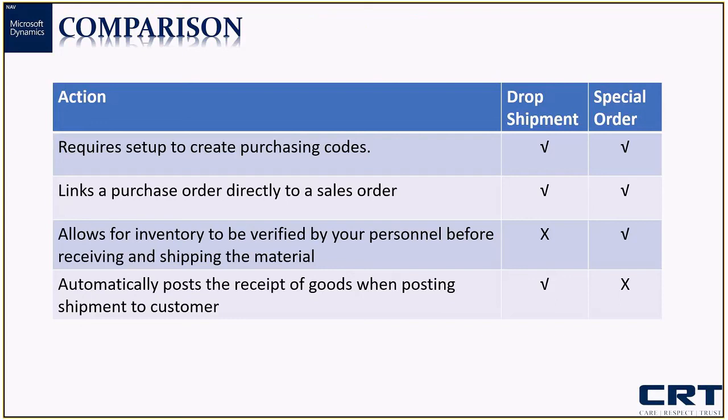The fourth point is a difference whereby the auto receiving and auto posting function only applies in drop shipment and does not apply in special order. So for special order, you need to do everything with manual posting. But in drop shipment, when you post receiving in your purchase, your sales will be auto shipped. When you post shipment in your sales order, your purchase order will be auto received.